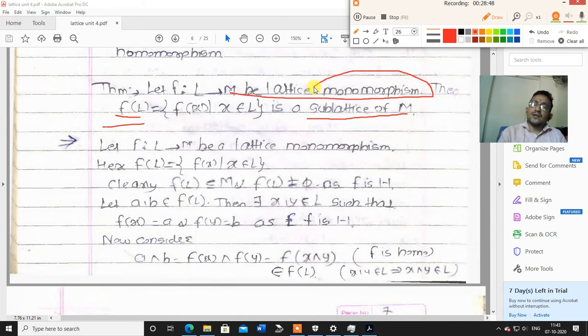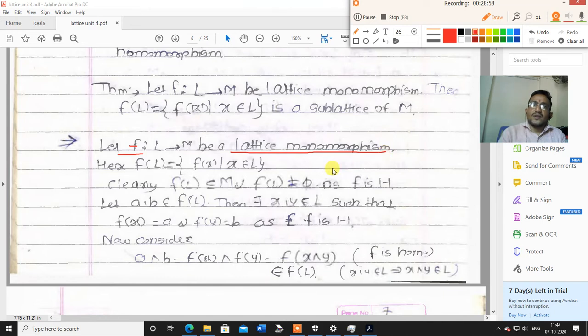आहे मोनोमॉर्फिझम म्हणजे काय दिलं? 1-1 homomorphism. Okay, so let f from L to M be a function which is a lattice monomorphism. Then by reference, what is f of L? f of L is the image of L, which collects all the images of the elements of lattice L.